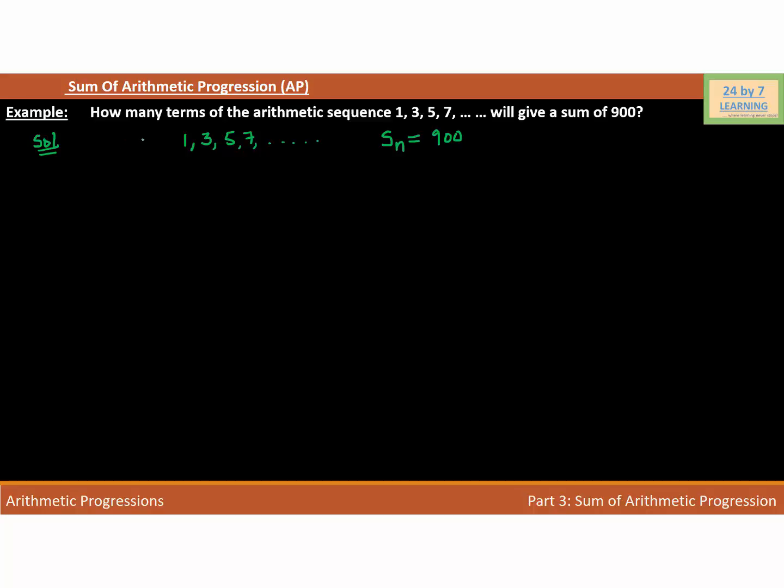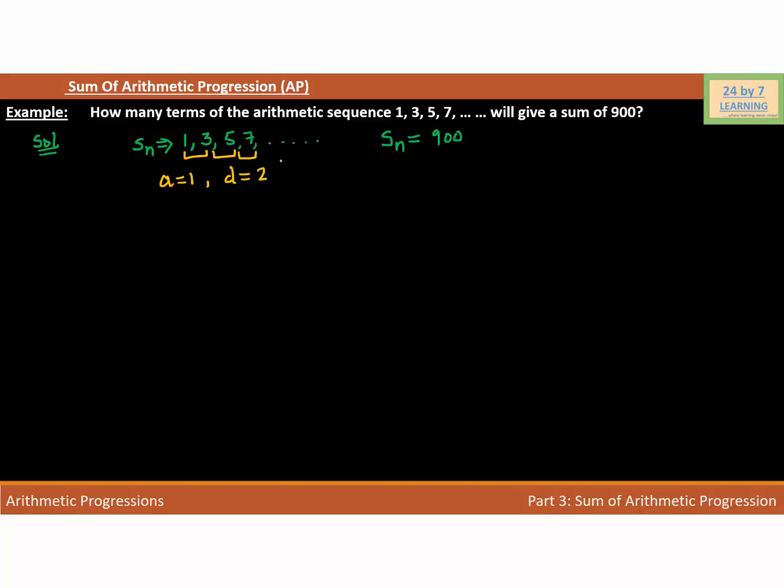So if this is my arithmetic sequence Sn, and I'm going to add all these numbers right here, then I can see that my first term is a. So I'm going to write a is equal to 1. And if you look at the difference between any two consecutive terms, 3 minus 1 is 2, 5 minus 3 is 2, and in the same way 7 minus 5 is also 2. So my common difference d is 2.